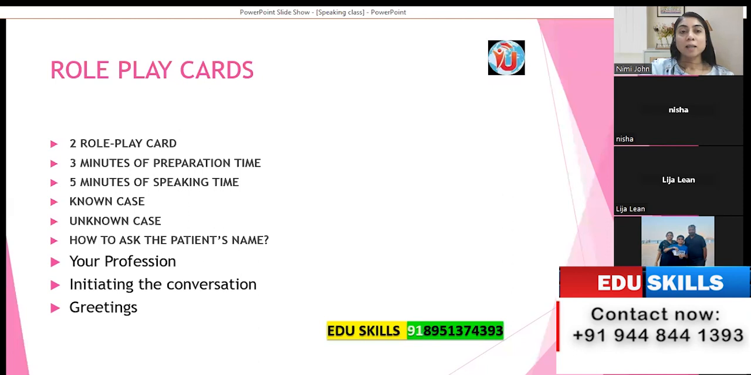Then the role play card. As I mentioned before, there are 2 role play cards: the first role play card, then followed by the second role play. There are 3 minutes of preparation time. During this time, if you have any doubts or you didn't get any point from the role play, you can ask the interlocutor. And if you want to mark or make notes or underline something, you can do it on your role play card.